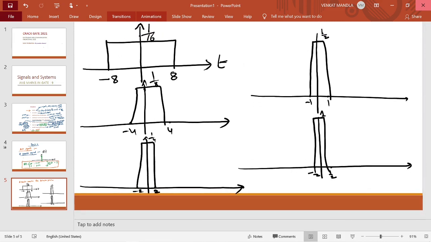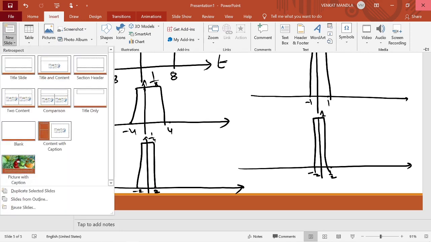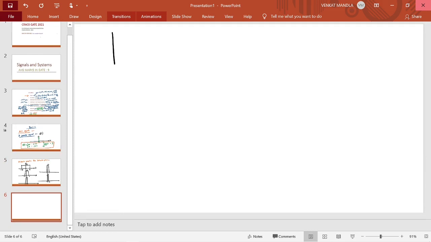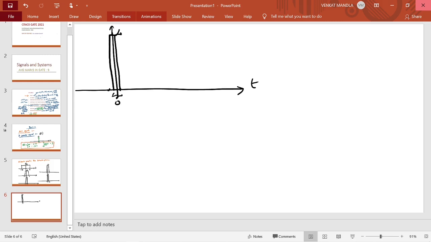I will decrease to 0, so very near to 0. Then you will get this length approximately infinity, and this width approximately 0. Okay, so this is the practical signal, the practical impulse signal.